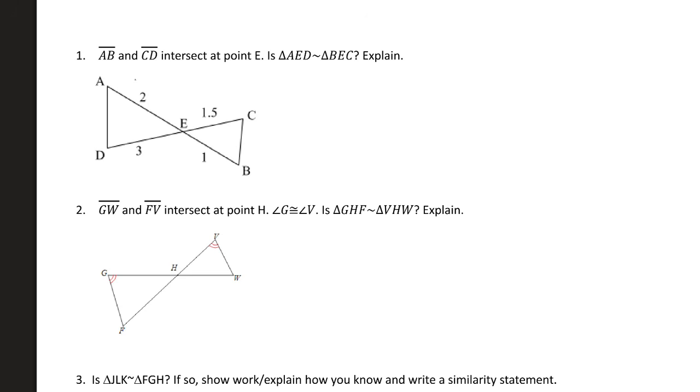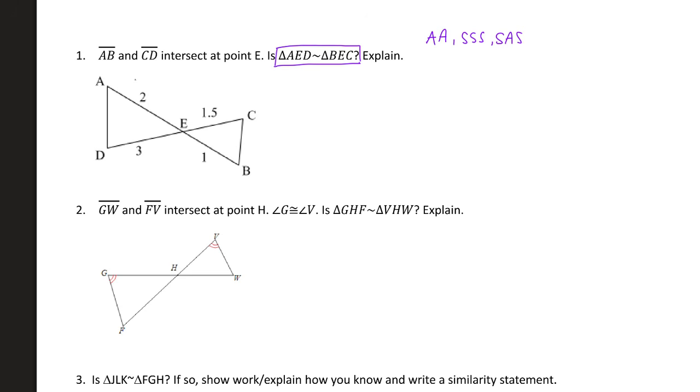All right, the next question is asking us, A, B, and CD intersect at point E. Is triangle AED similar to triangle BEC? So for this one, we're either going to be using AA, SSS, or SAS to prove that these two triangles are similar. If I look at the information given, I'm only given two pairs of sides, which means the only one that I could possibly use is SAS.